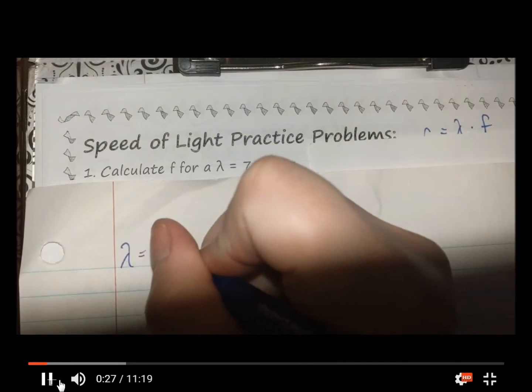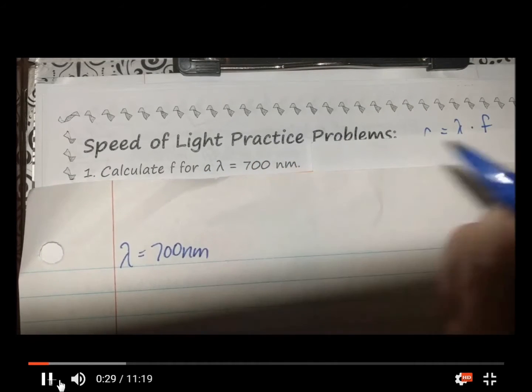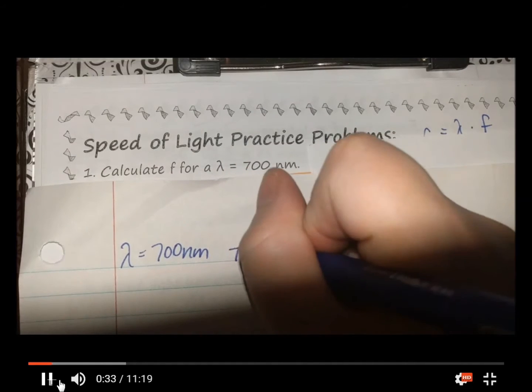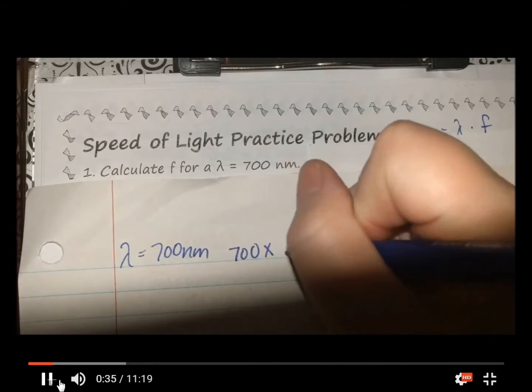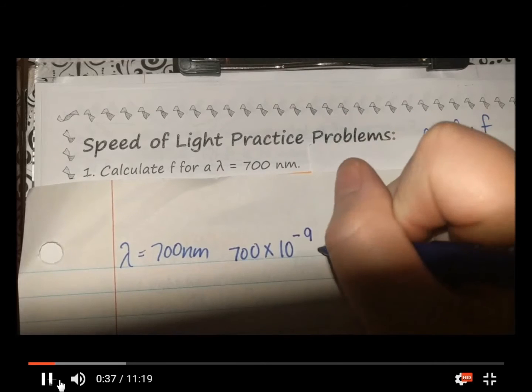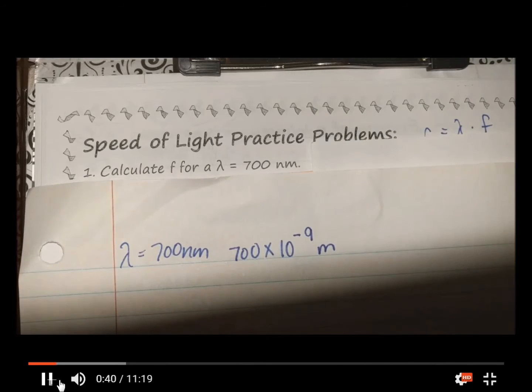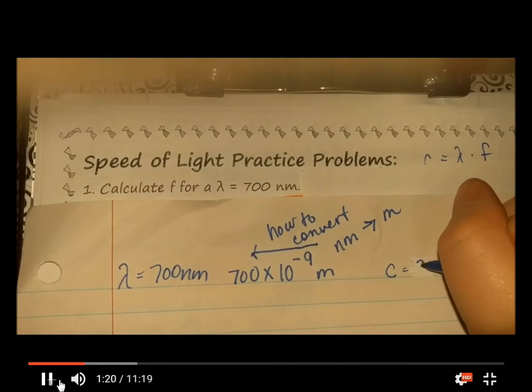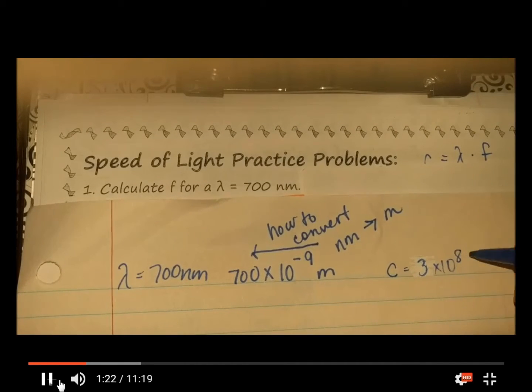So we have a wavelength of 700 nanometers. In order to convert it to meters, the easiest thing to do is just keep the 700 as is, times 10 to the negative 9th meter. Okay, so you will need to memorize this. We know the speed of light is 3 times 10 to the 8th meters per second.